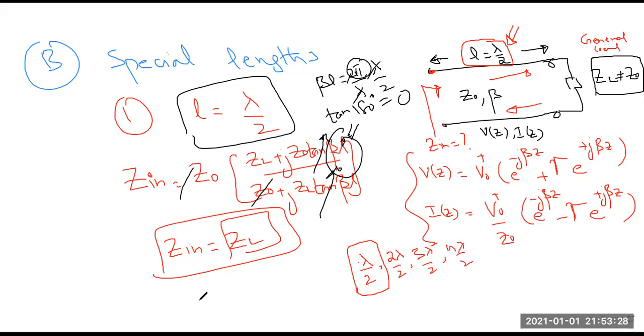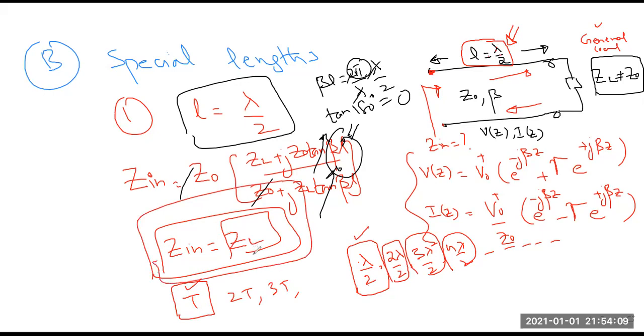Just like from signal and system perspective, if you remember, when we say that if T is the time period of the signal, so 2T is also the time period, 3T is also the time period. But capital T is the fundamental period. So in a similar sense, you can say that transmission line fundamental period is lambda by 2, but 2 lambda by 2, 3 lambda by 2, 4 lambda by 2, and so on, they are also the periods of transmission line. So if you connect a load with a transmission line having length equal to lambda by 2 or 3 lambda by 2 or 4 lambda by 2, you will still get the same behavior, and that is Z in will be equal to ZL.